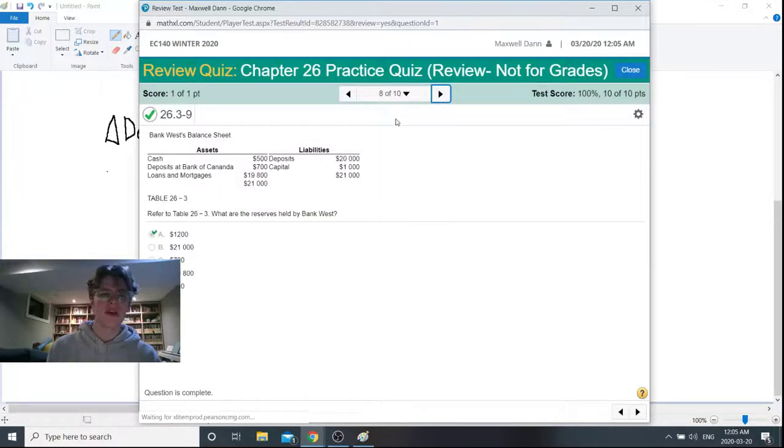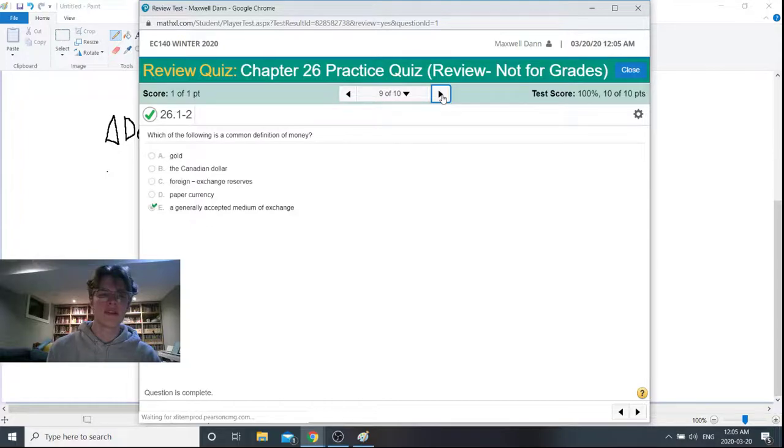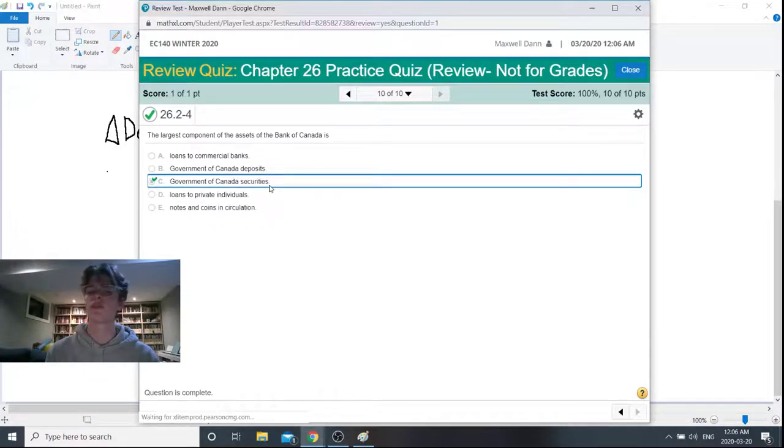We did that one. Which of the following is a common definition of money? One of those three things: we have a generally accepted medium of exchange right here. All these other ones, no. Money doesn't have to be gold, Canadian dollars, foreign exchange reserves, or paper currency. None of those. And the largest component of the assets of the Bank of Canada is... The main purpose of the Bank of Canada is to loan money to the government of Canada. So their biggest asset is Government of Canada securities. Securities is another word for loans.